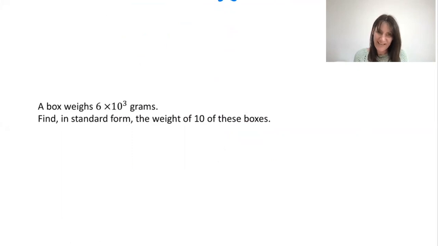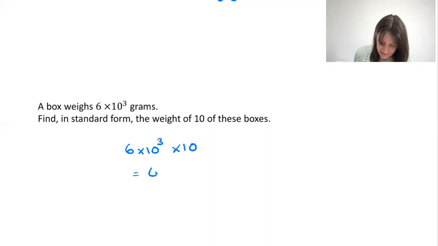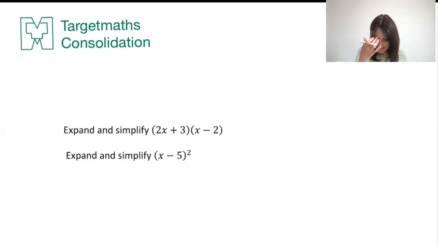Okay, this question really is not as hard as it kind of feels when you first look at it. So you've got this box that weighs that, and you've got to work out the weight of 10 of them. So you times by 10, because I have 10 lots of these boxes, which is going to give you an answer of 6 times 10 to the 4. And that is it. Sometimes the wordy questions can just put us off a little bit, but hopefully it didn't. Okay, next question. Hit pause and press play when you're ready.